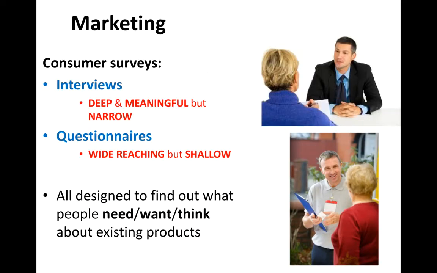Now, marketing can come in two shapes, okay? You can do interviews or questionnaires. Interviews give you deep and meaningful answers, but it's quite narrow. You only get it from a small group of people. Questionnaires reach more people, but the information that you get from them is rather shallow, very simple questions. Okay, but the idea behind both these types of consumer surveys, interviews and questionnaires, is that they're both designed to find out what people need, what they want, what they think about existing products.